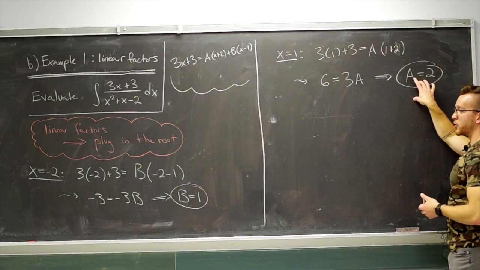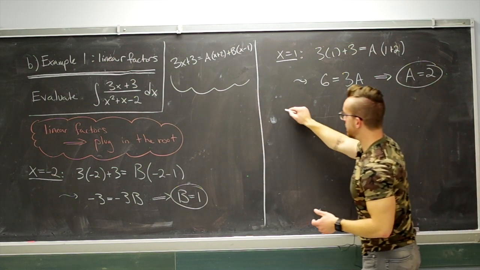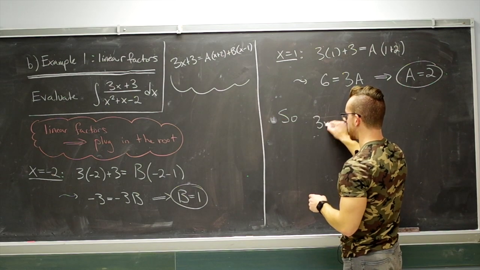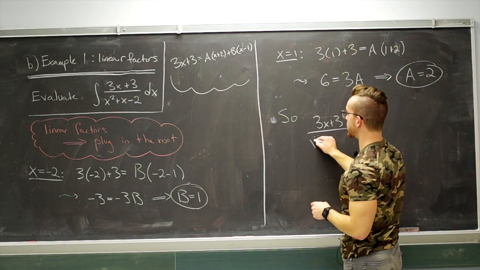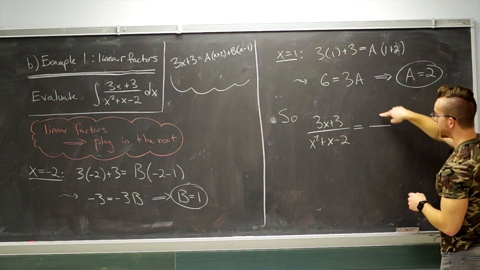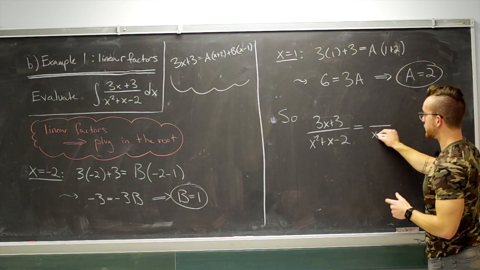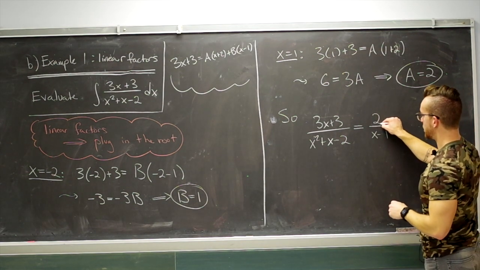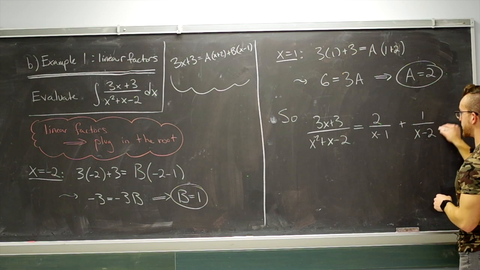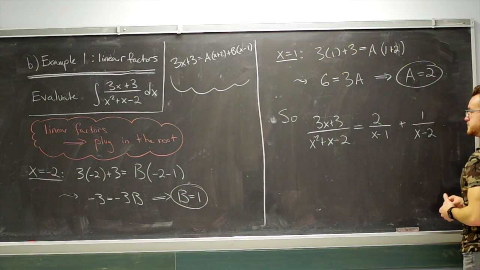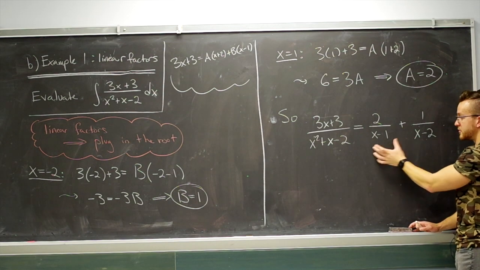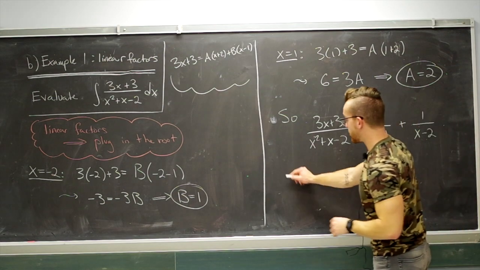And there we go. We've figured out both coefficients, which means we have our partial fractions decomposition. The integrand that we started with, 3x plus 3 over x squared plus x minus 2, we decomposed into a over x minus 1, where a we just figured out is 2, plus b over x plus 2, where b was 1. And the point is that to integrate this, we just have to integrate this and this. And these are both very easy to do. So we can finish it off.